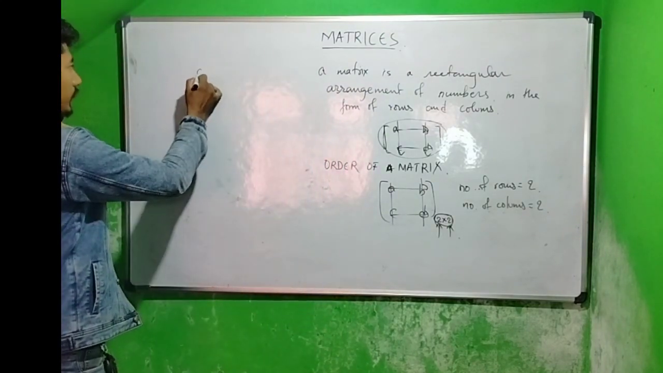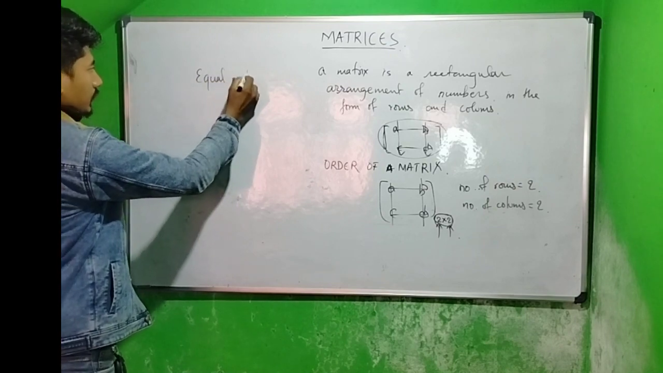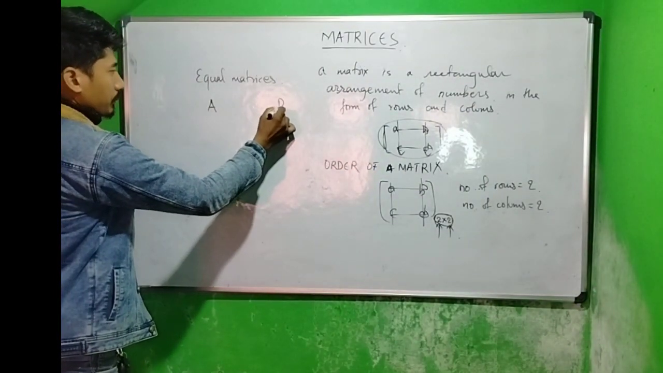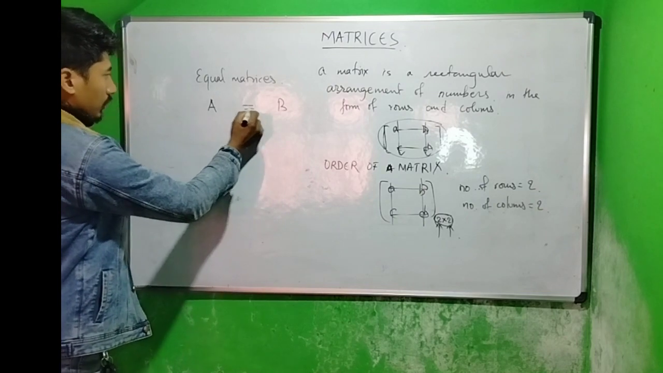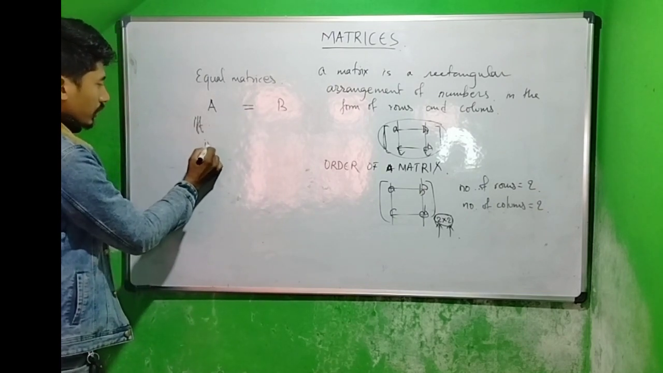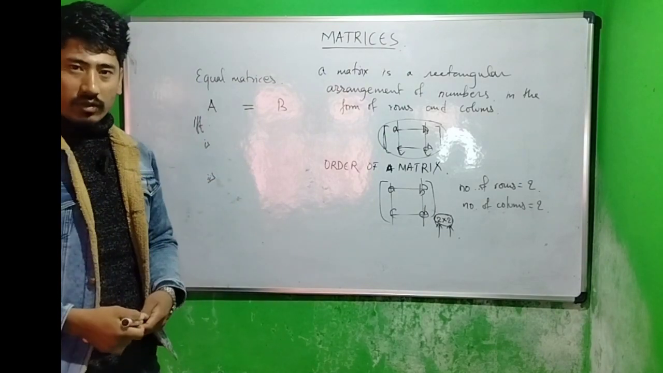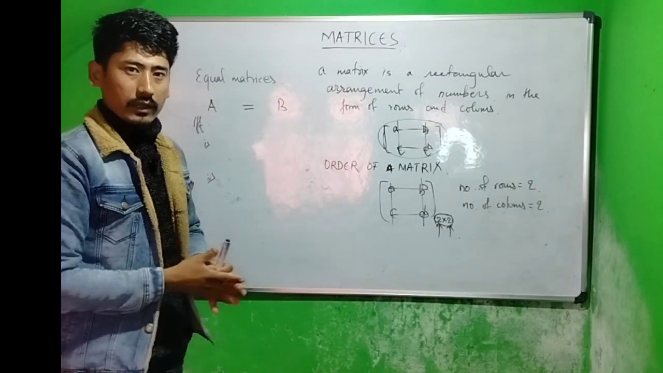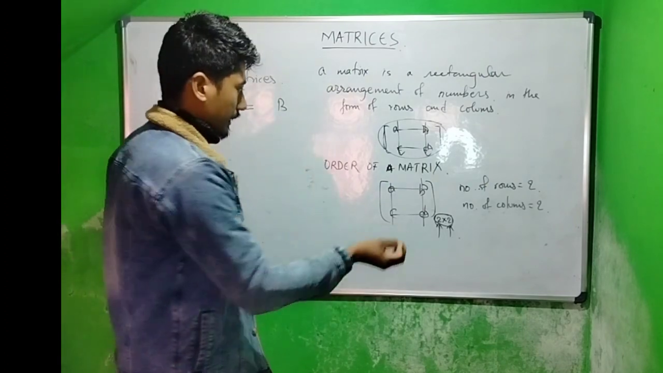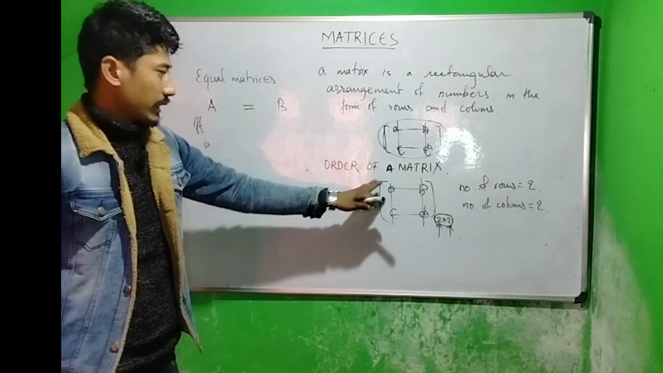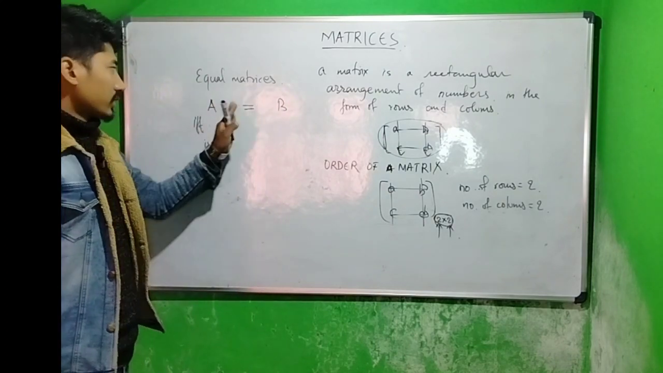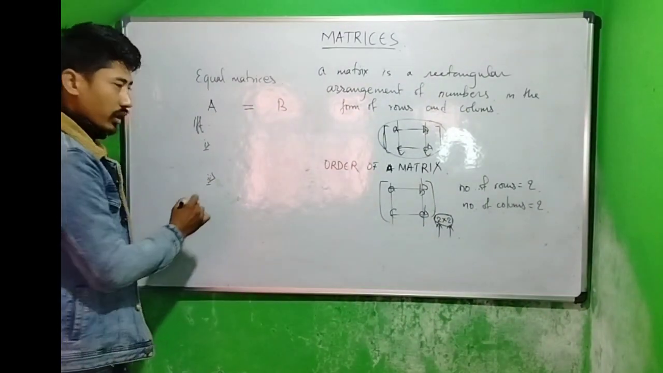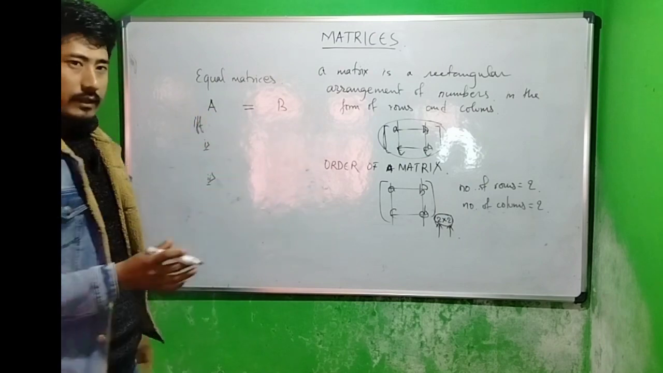Alright, third term is equal matrices. Let us take 2 matrices, say A and B. They are equal if and only if 2 conditions hold. A matrix as a whole is denoted by a capital letter of the English alphabet, and the elements of the matrices can be denoted by small letters like this, a, b, c, d. 2 matrices A and B can be equal under 2 conditions.